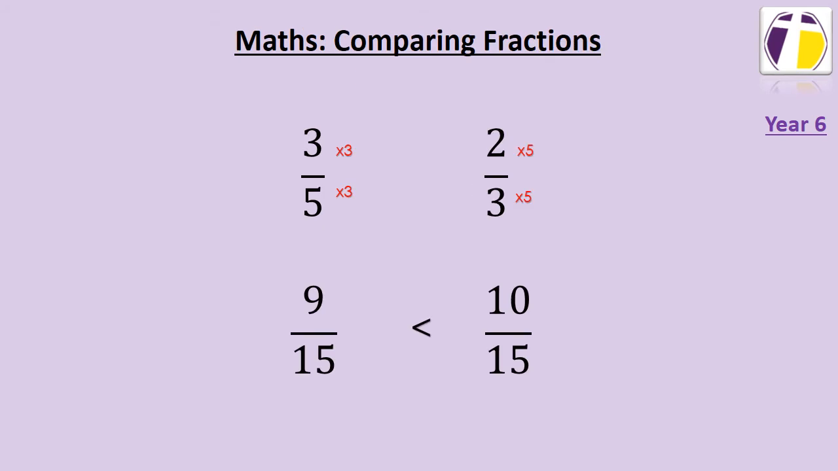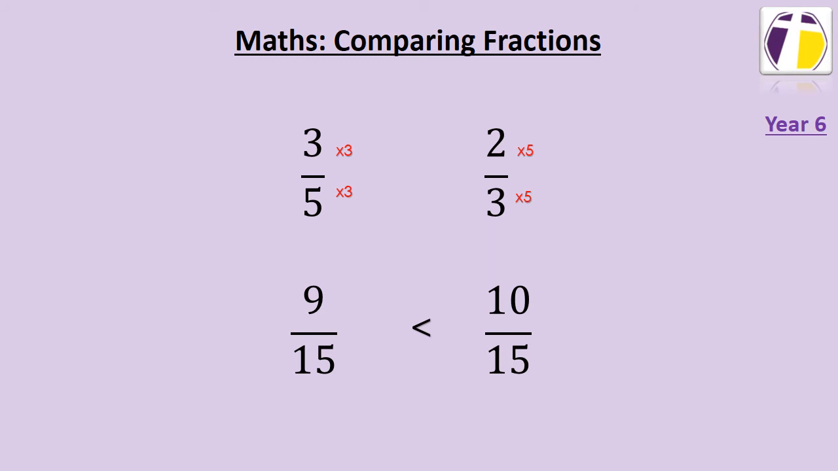We have also been looking at comparing fractions with different denominators. Here you can see two fractions with different denominators, 3/5 and 2/3. To be able to compare these fractions, we need to find a common denominator, which involves listing the multiples for 5 and the multiples for 3. A common multiple between 5 and 3 is 15, so this becomes our denominator.